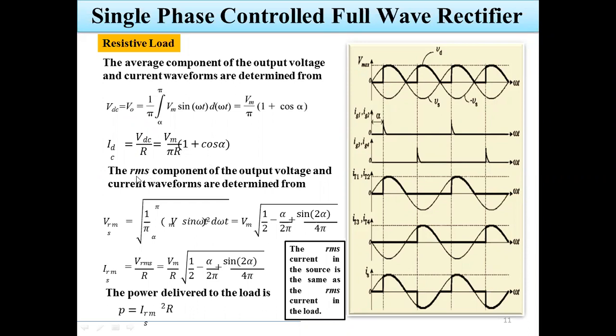Next, the RMS values of the voltage and current, VRMS and IRMS, that is the root mean square value. VRMS equals the square root of 1 by pi integral from alpha to pi of (Vm sin omega t) whole squared d omega t. By solving this, we get Vm times the square root of (1 by 2 minus alpha by 2 pi plus sin 2 alpha by 4 pi). That is the VRMS and IRMS values. These are the expressions for the voltage and currents, DC and AC.